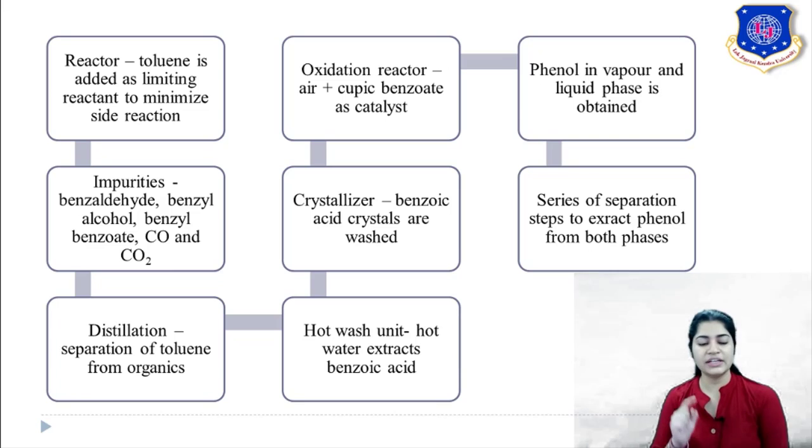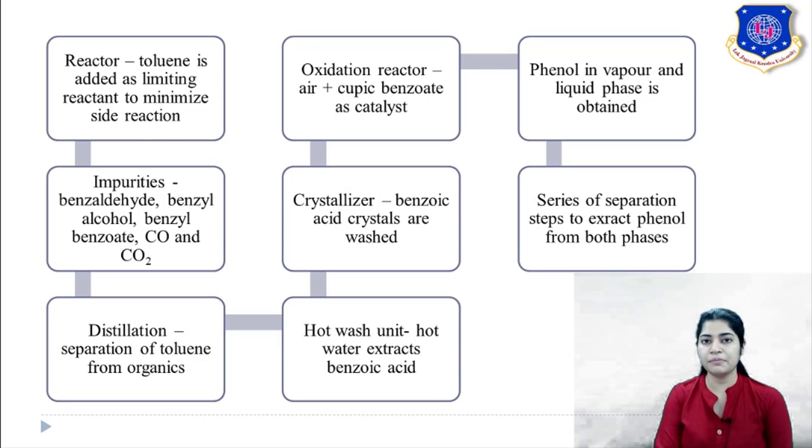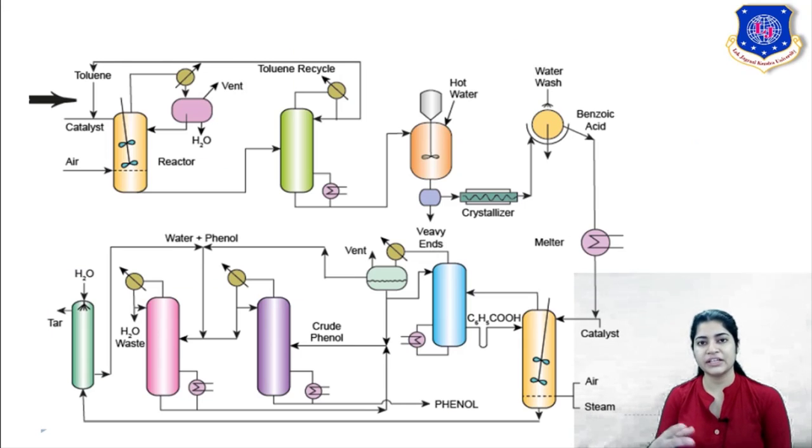In distillation, we are trying to separate your toluene from the organics. Along with impurities and benzoic acid, some amount of unreacted toluene is there. Here you can see that in the distillation, your toluene is taken out from the top and recycled back. Sometimes it is also used as a reflux.